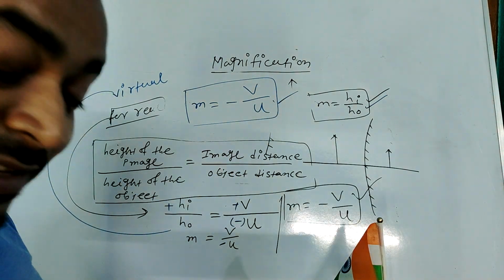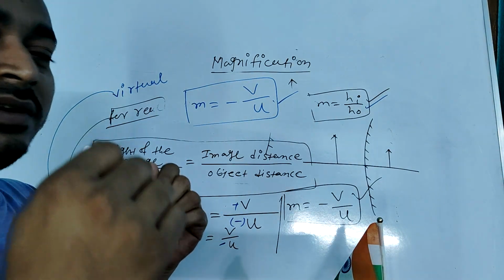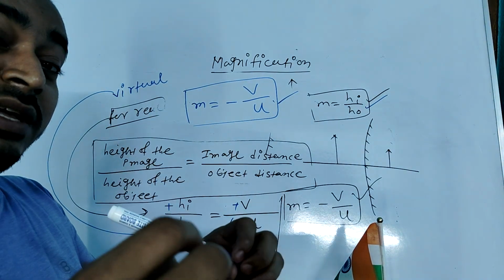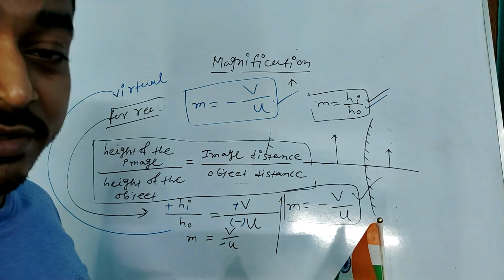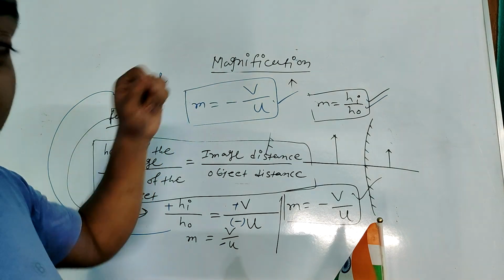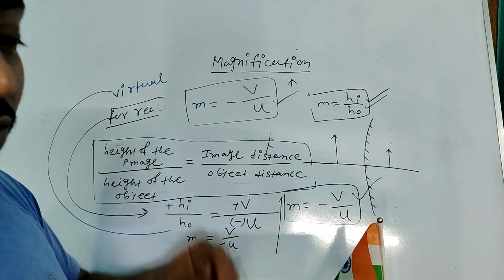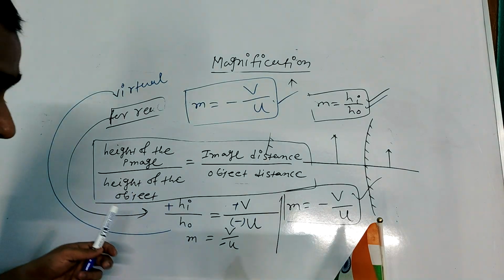Is it clear? Magnification, you can remember, and you can help your friends to remember. You can remember this forever. যতদিন বেঁচে থাকবে ততদিন মনে থাকবে। M is equal to minus v by u. ওকে, is it clear? চলো next part.